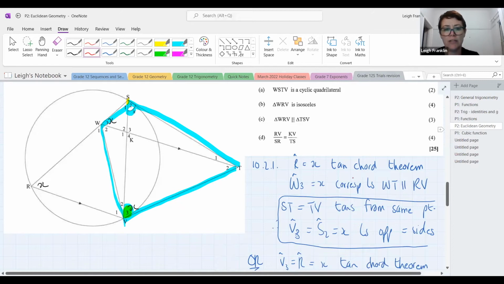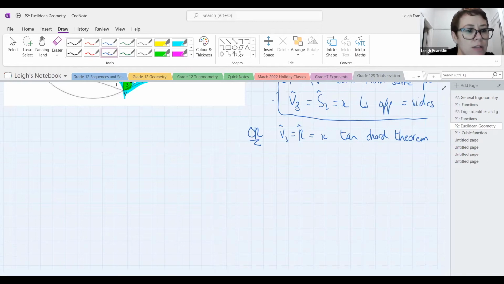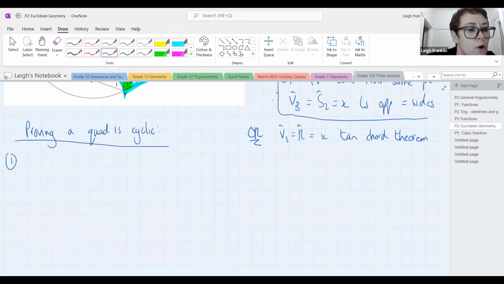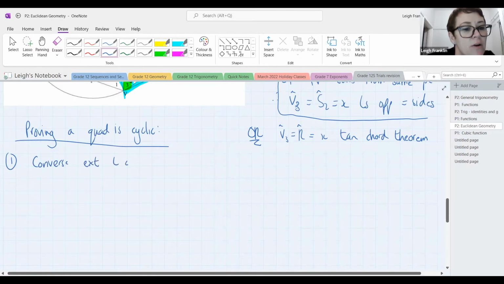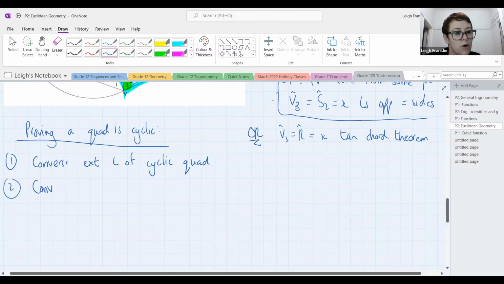Okay, so let's just go down here and make a quick summary for you. Proving a quad is cyclic. The first thing that you said, and Paul, was converse exterior angle of cyclic quad. Good. All right, what's the next one? Converse.